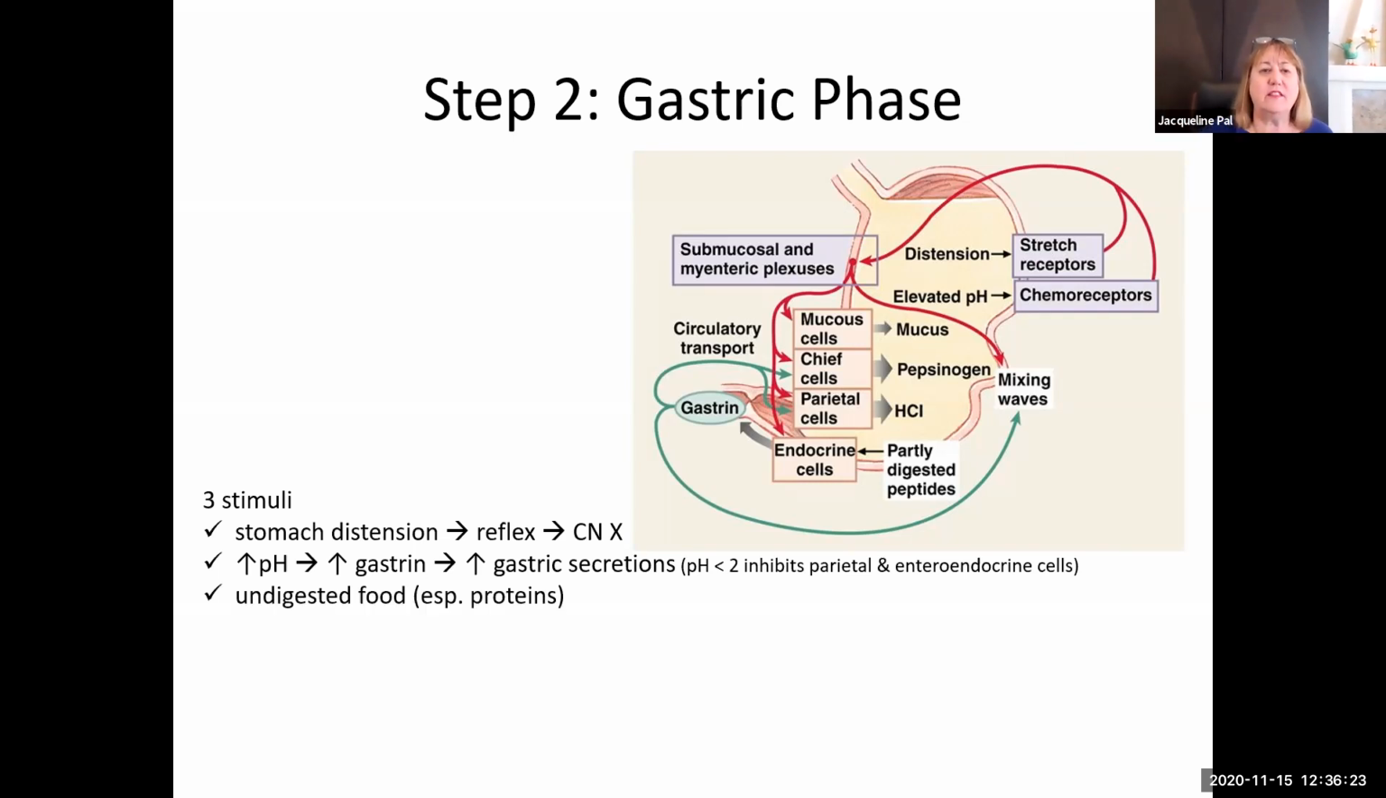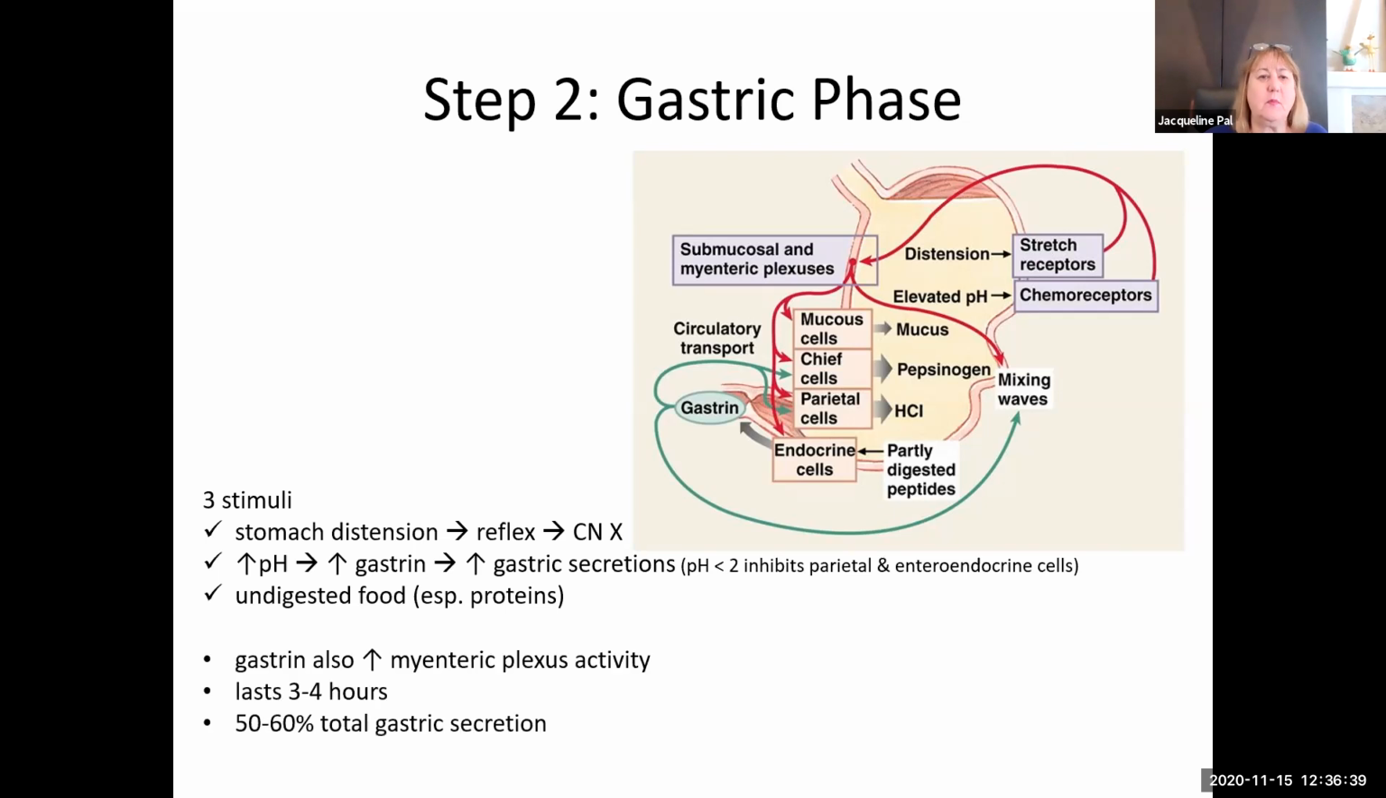And the third part of this phase is we have undigested food in here, especially proteins, which also activate the production of hormones further on. So gastrin, in addition to stimulating our chief cells and our parietal cells, remember they were stimulated by those partially digested peptides, which made those enteroendocrine cells produce the gastrin, and then they worked on parietal cells and chief cells so that we could have pepsin, which would then digest the proteins.